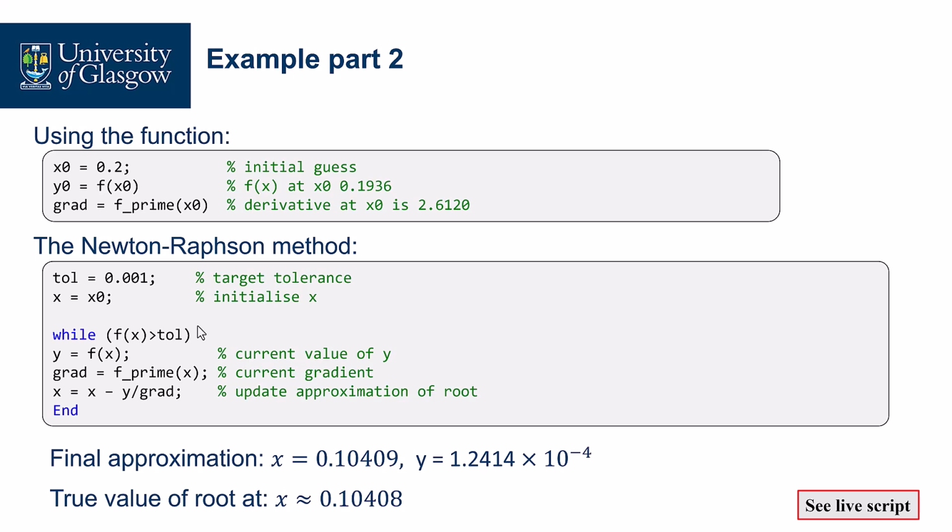If you run this program, you will find the x is this one, and you can see the y value is with e to the power of -4. So it's very near 0. The true value is 0.10408. This is 0.10409. So it's very near. Almost we get the root. Right. So we have used the Newton Raphson method and the while loop to finish this task.